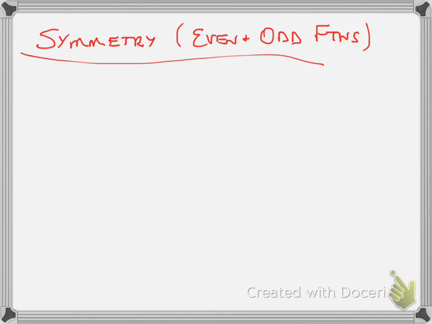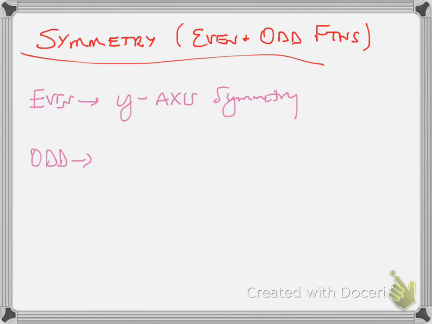All right, and finally in 1.2 we hit on a little bit of symmetry and whether functions are even or odd, and it's actually pretty simple. If a function is even, then it will have y-axis symmetry, and we'll explain what that means in a second. If a function is odd, it will have origin symmetry.